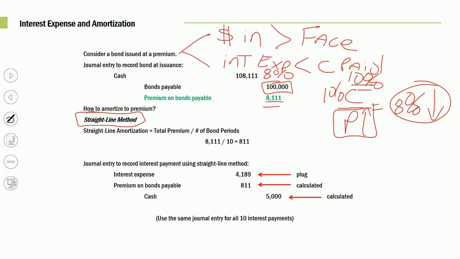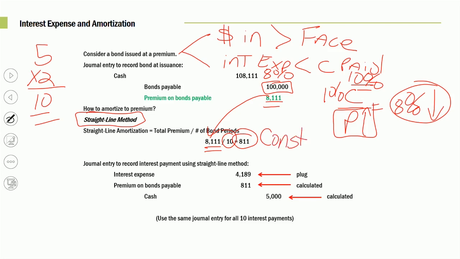We take our premium, $8,111, and we spread it over your total number of periods, not years. So these bonds had a 5-year term with semi-annual payments, so we have 10 periods to spread out that premium. We take the premium, $8,111 divided by 10, $811. This is called a constant dollar amount. So we're going to amortize the exact same amount of premium every 6 months for the next 5 years.